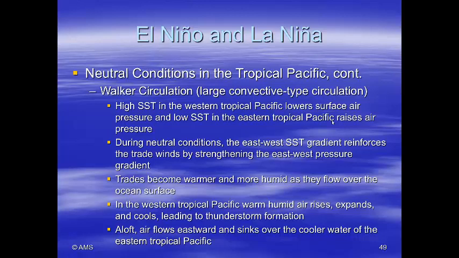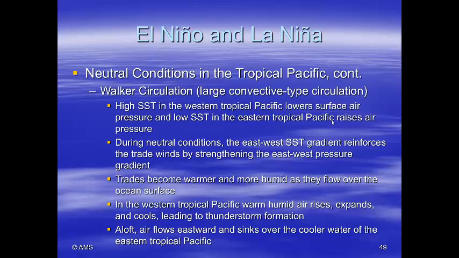In the Walker circulation, or the large convective type circulation, high sea surface temperatures in the western tropical Pacific lower the surface air pressure, and low sea surface temperatures in the eastern tropical Pacific raise the air pressure. So during neutral conditions, the east-west sea surface temperature gradient reinforces the trade winds by strengthening the east-west pressure gradient.